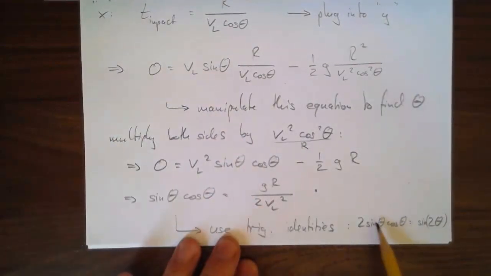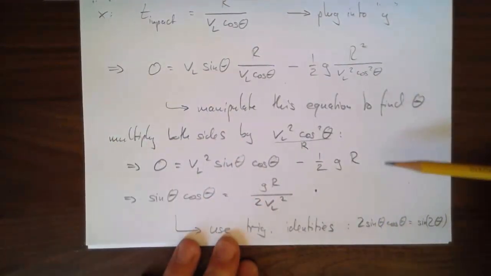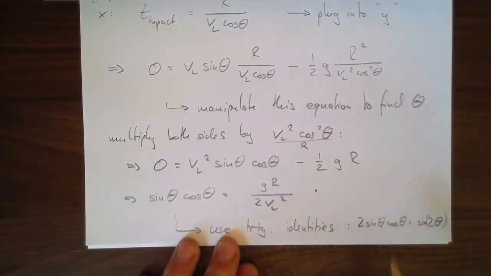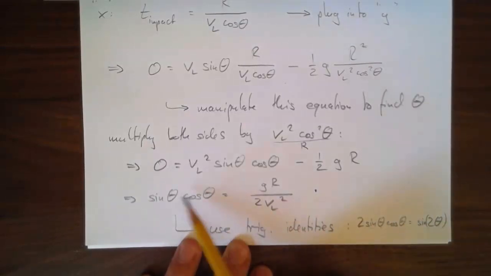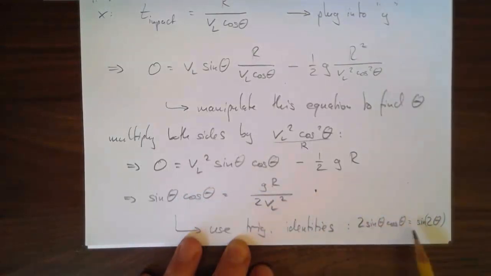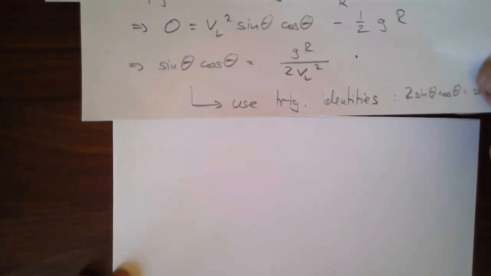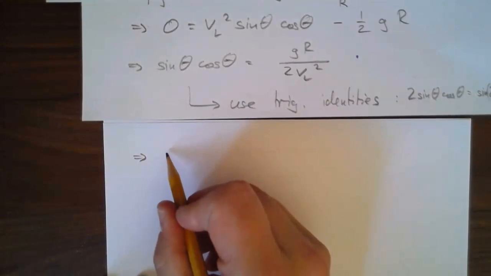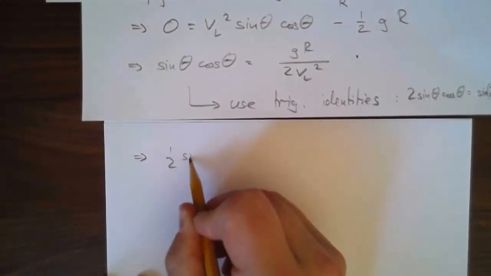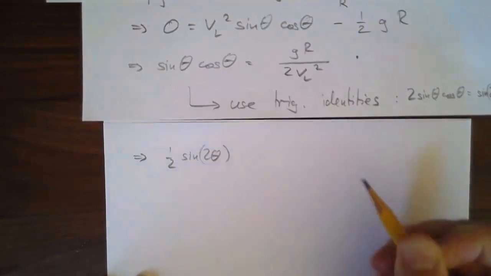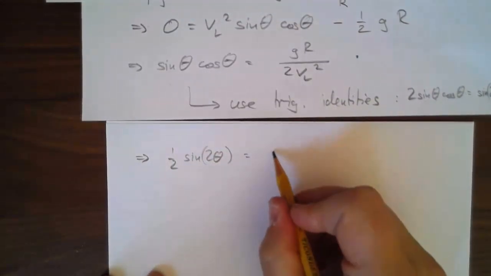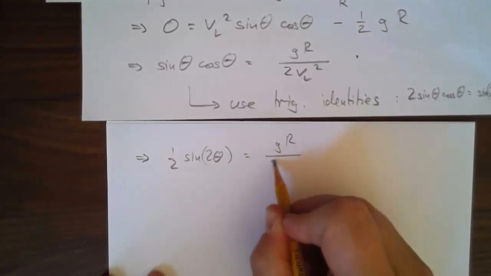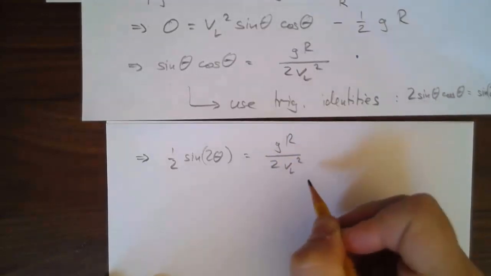So in our case, that's a useful one. And imagine I look through my list of different identities and I found one that works. Because I've got sine theta cosine theta, I can replace this combination with just 1/2 of this. I just divide by 2. So what do I get? I'm going to leave this so you can still see it. So we are going to get 1/2 sine of 2 theta is equal to gr divided by 2 VL squared.